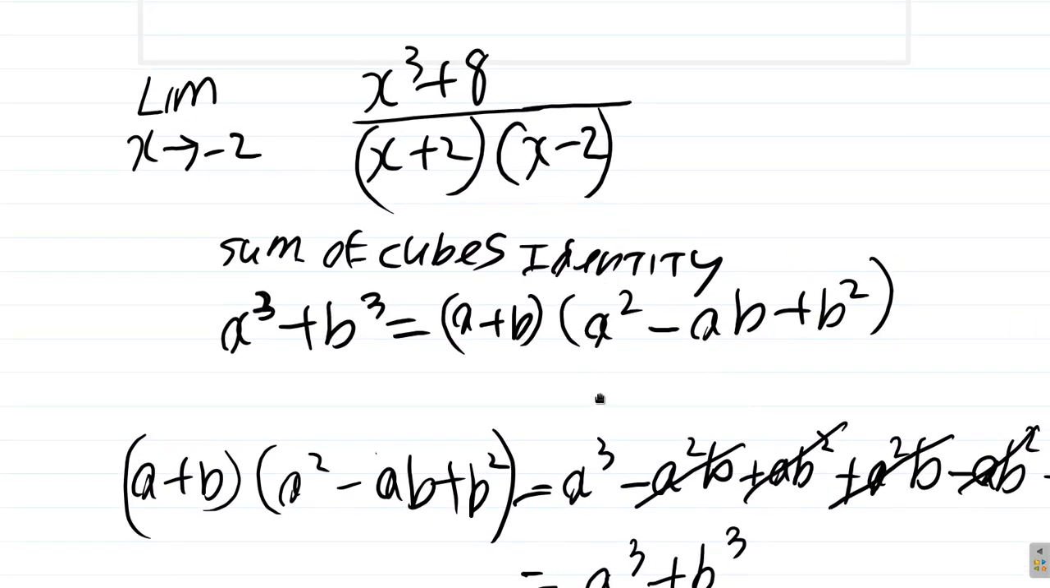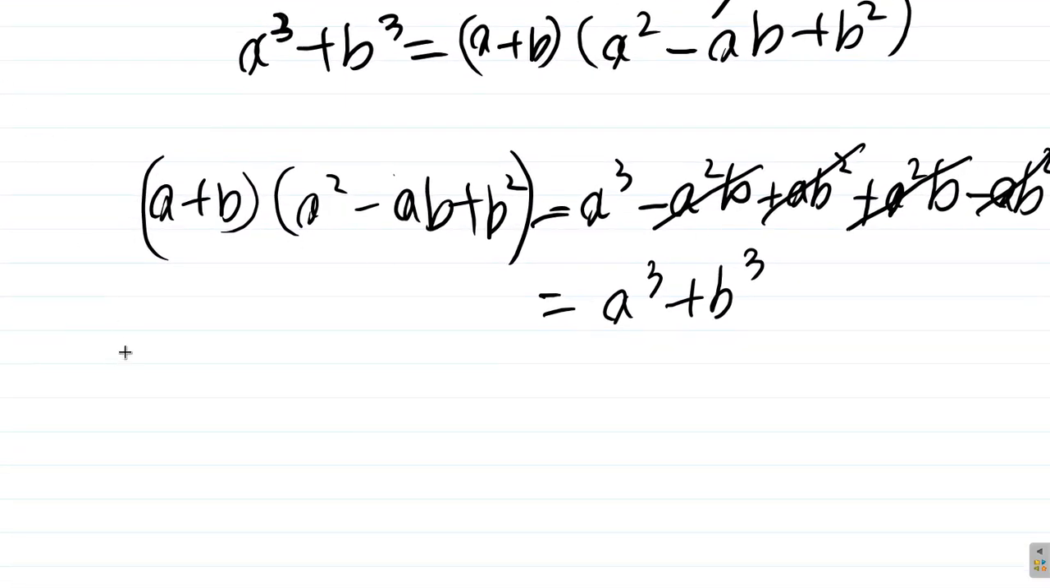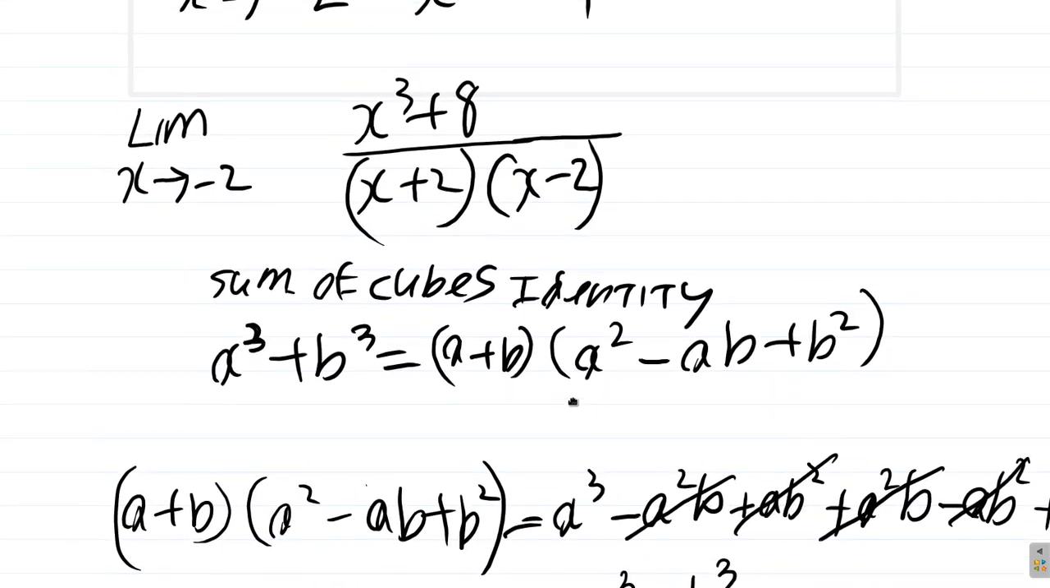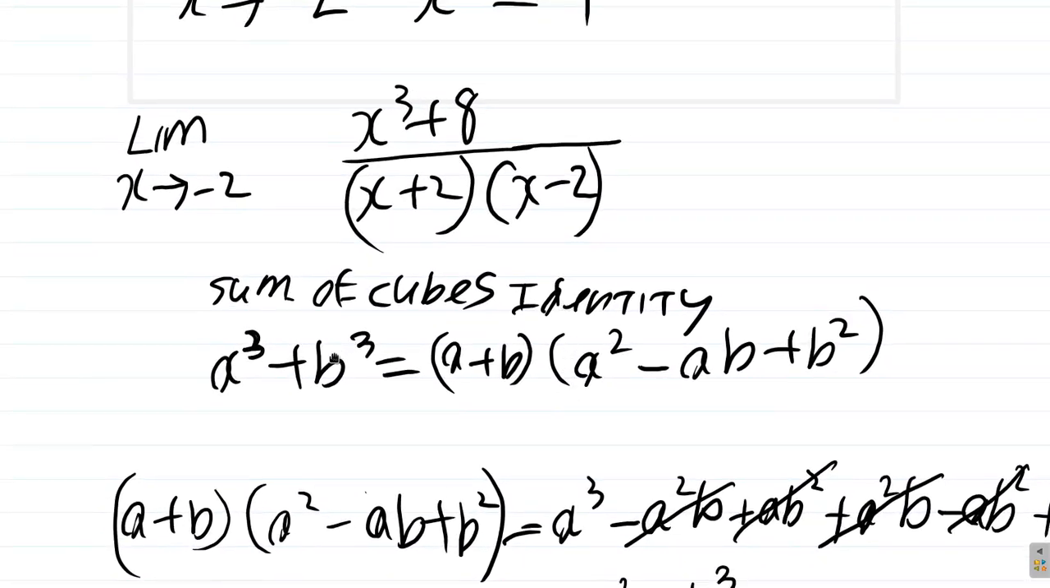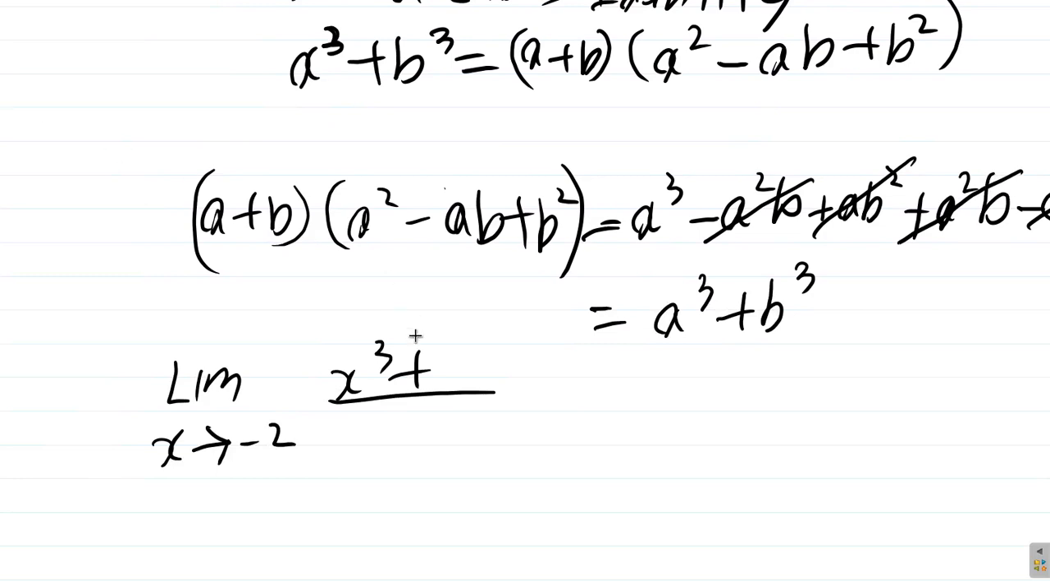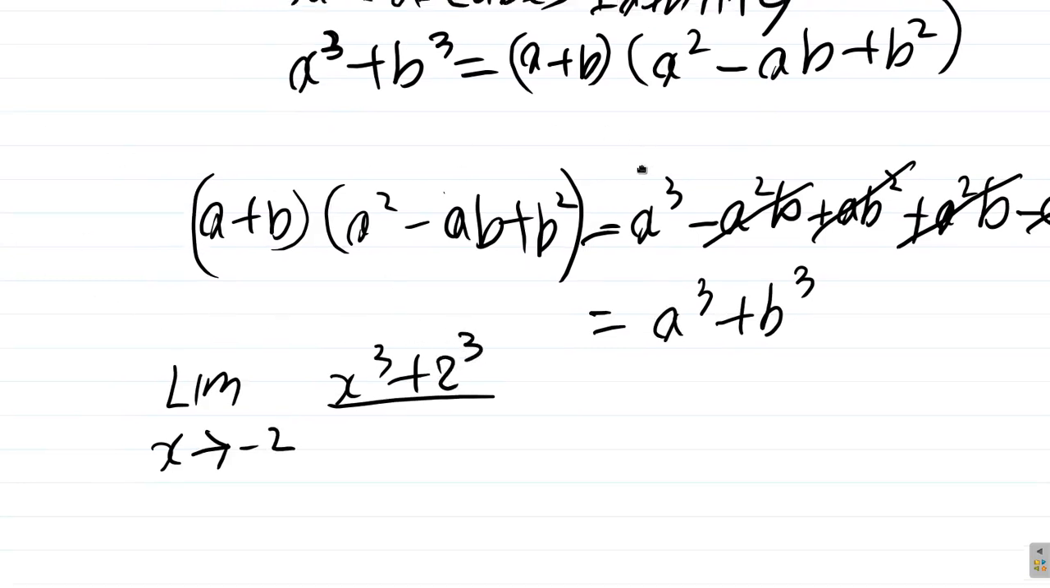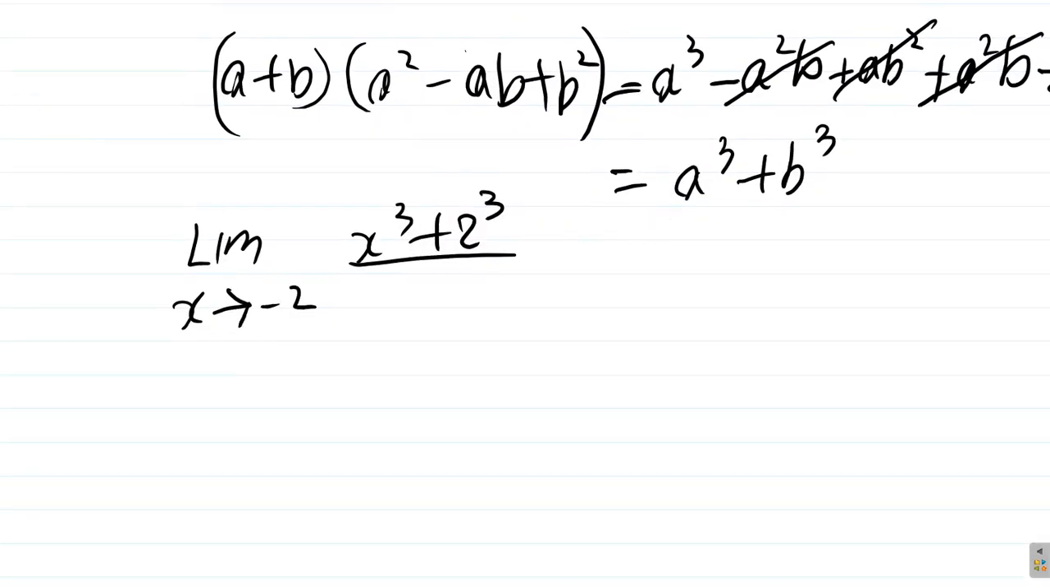Well, let's look at this now. x cubed plus 8. We're looking at the limit as x tends to negative 2 of x cubed plus. Now, we want to write it as something cubed. We want to find out what is it that you cube to get 8. Well, it's 2. 2 2's 4, 4 2's 8. So it's x cubed plus 2 cubed, right? Over x plus 2, x minus 2.